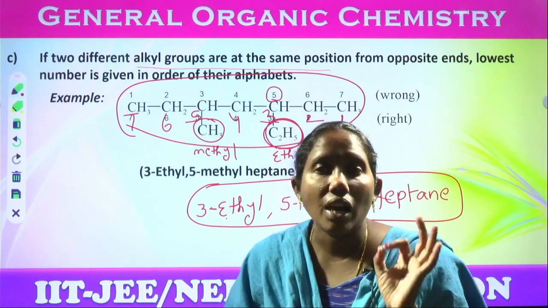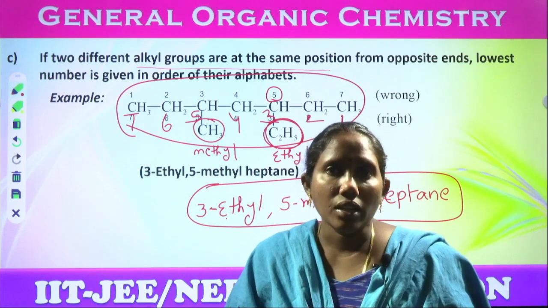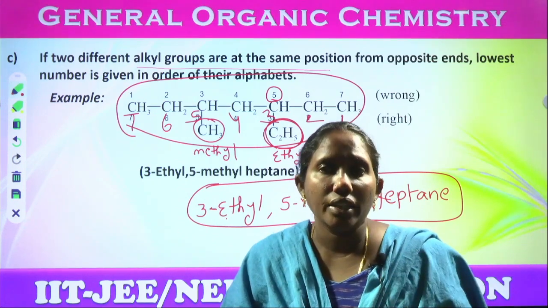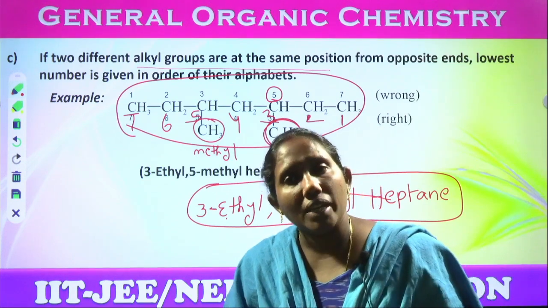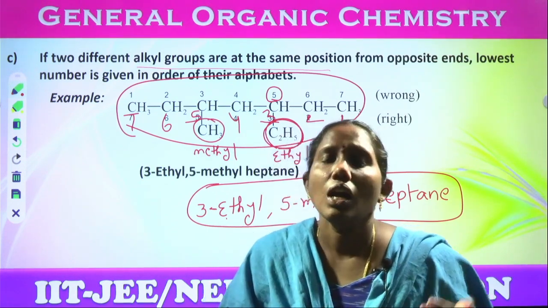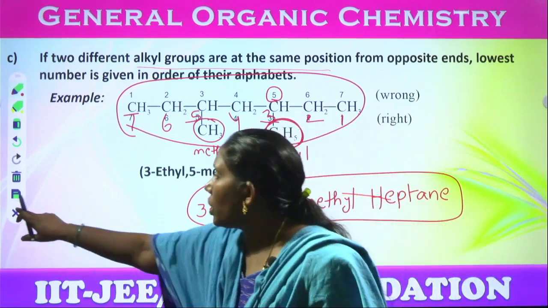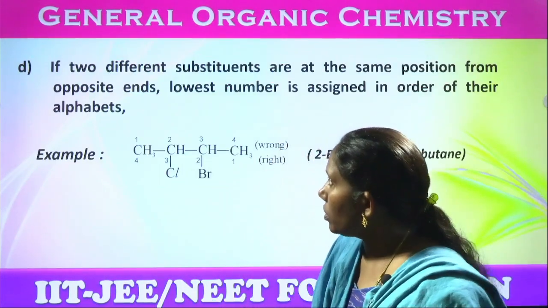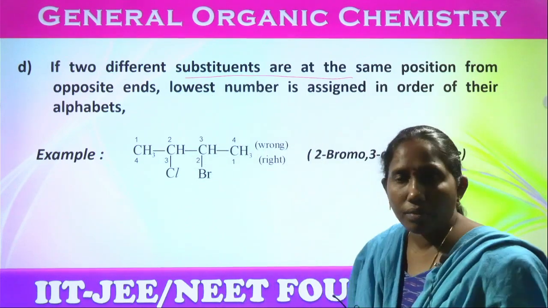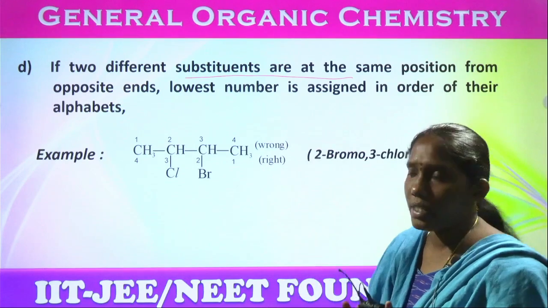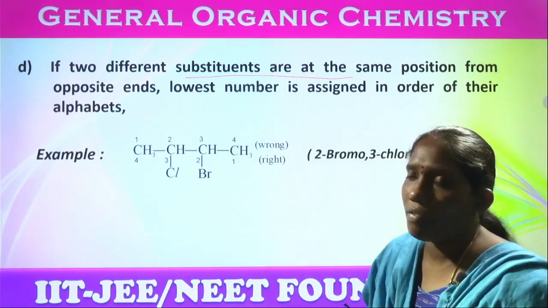So in the nomenclature, what is the first? First one we have to choose the longest chain. Second one, the branched one should get the lowest number. If any 2 branches are present, then we have to go through the alphabetical order, right? Now come to the next one. If two different substituents are at the same position from opposite ends, the lowest number is assigned by alphabetical order.